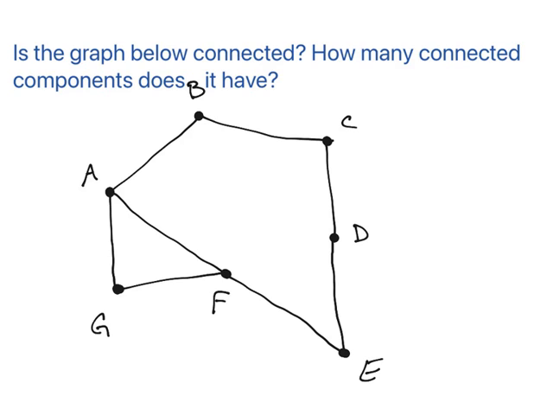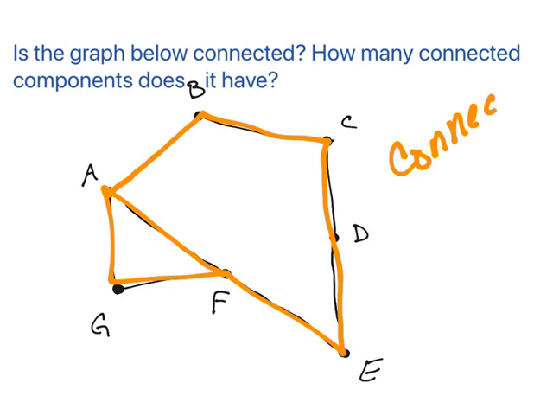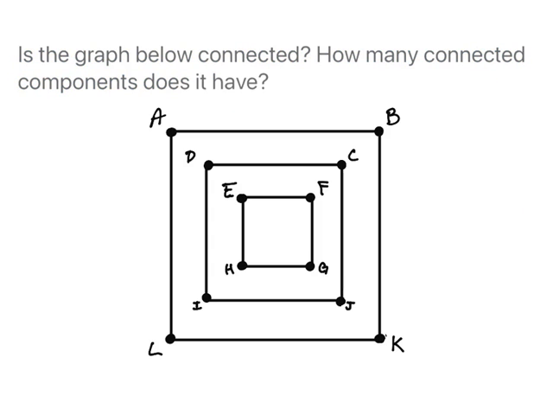So here's an example. Is the graph below connected, and how many connected components does it have? We have points A through G, and if you think about, can I draw this without picking up my pencil? Well, if I start at, let's say, point A, and I just start drawing, yeah, I can draw the whole thing without picking up my pencil. So yes, this is a connected graph. It has one connected component because it's all connected.